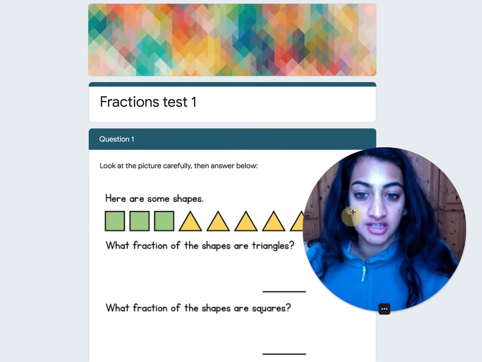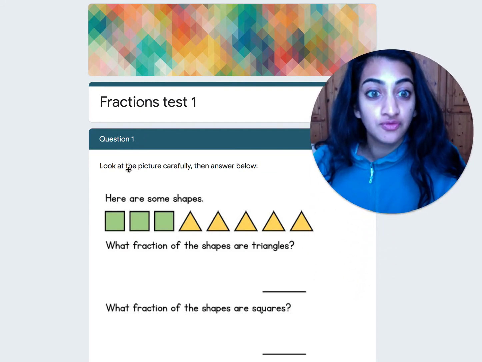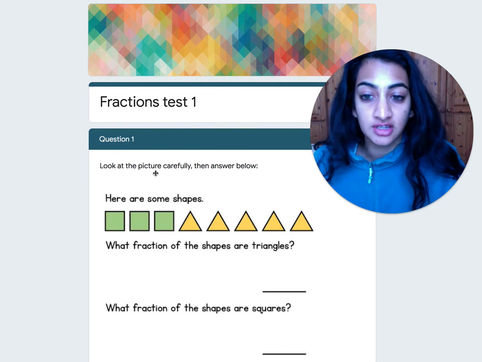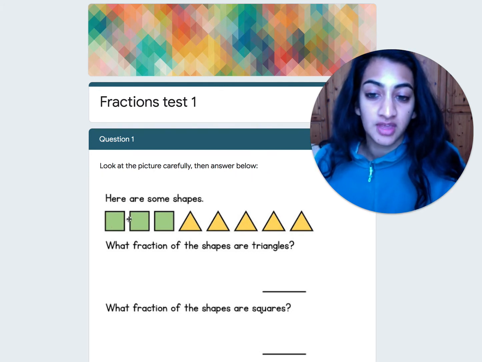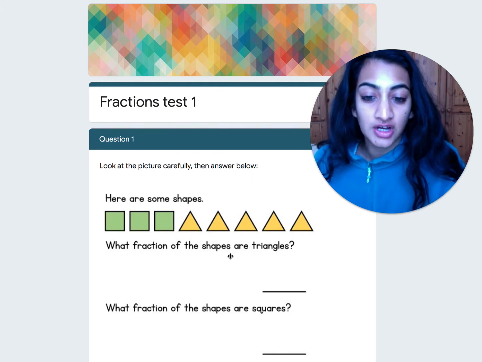So you can see here it says question 1. Make sure you read each question carefully. It says, look at the picture carefully, then answer below. Here are some shapes. What fraction of the shapes are triangles? What fraction of the shapes are squares?